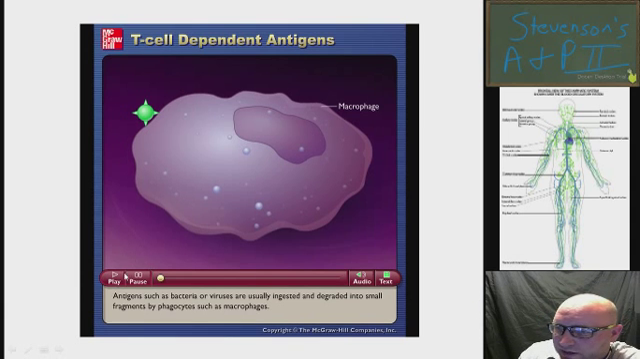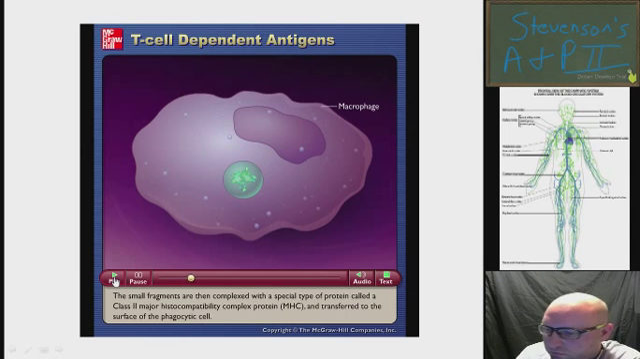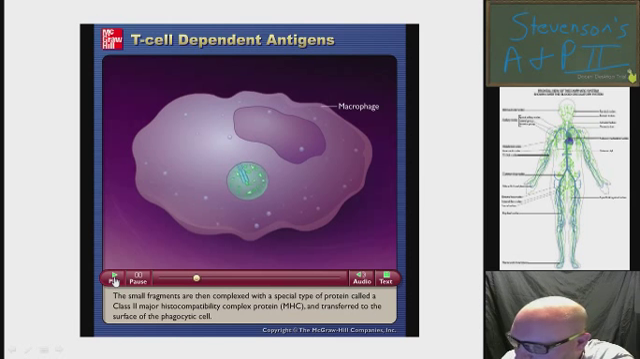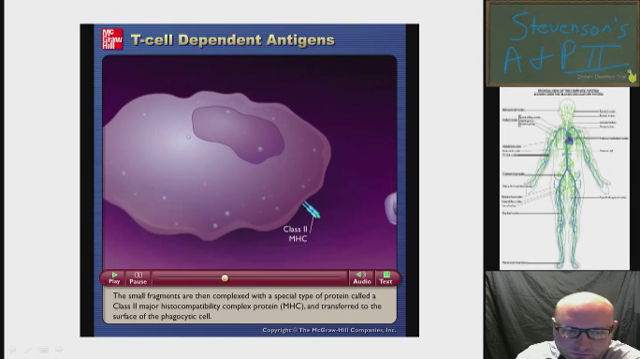So let's check out the T-cell dependent antigens. Antigens, such as bacteria or viruses, are usually ingested and degraded into small fragments by phagocytes, such as macrophages. The small fragments are then complexed with a special type of protein called a class 2 major histocompatibility complex protein, MHC, and transferred to the surface of the phagocytic cell.